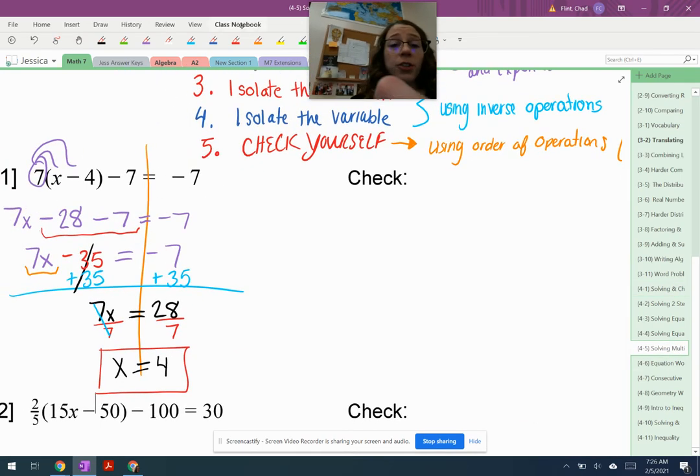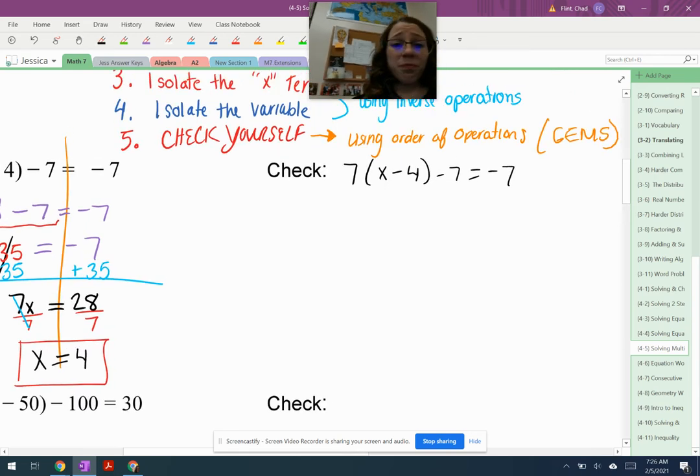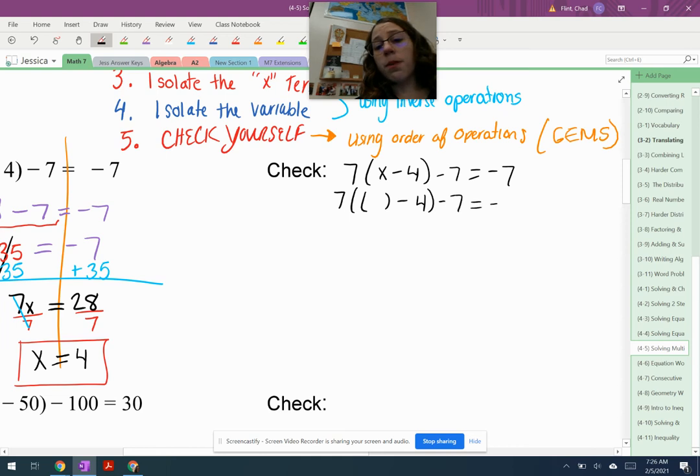So first step of my check is, like I said, to rewrite that original problem. So 7 parentheses x minus 4 minus 7 equals negative 7. Excuse me. Next step is to rewrite it again, but everywhere you see a variable this time, you're just going to put in your answer, which was 4.